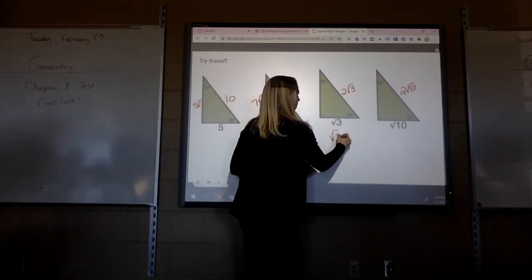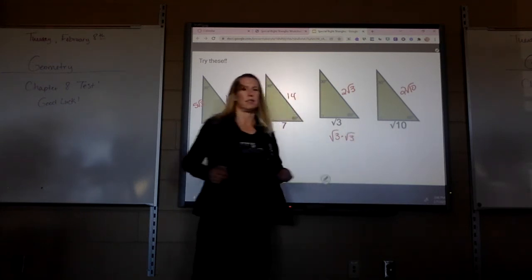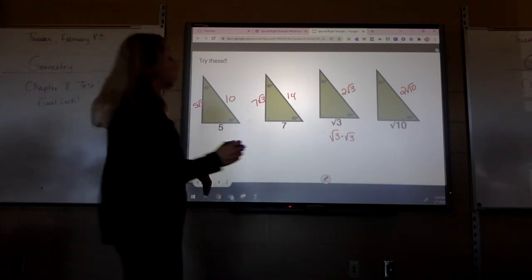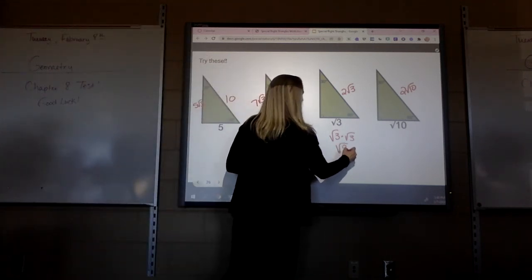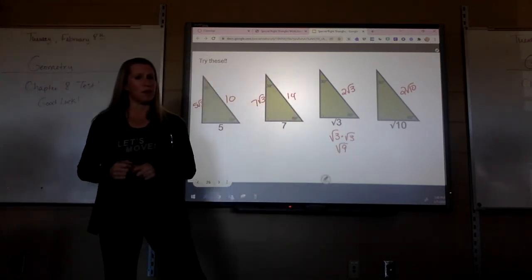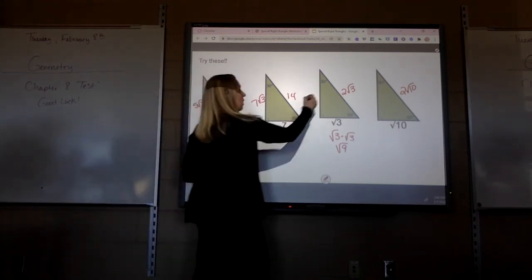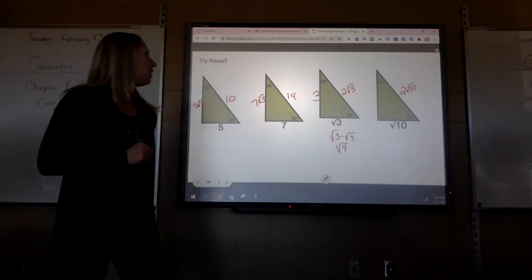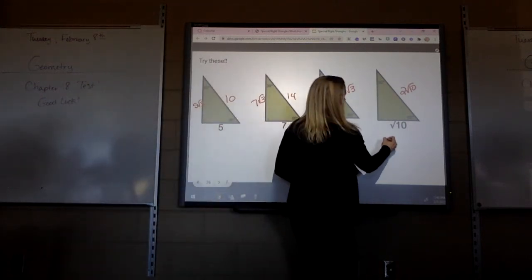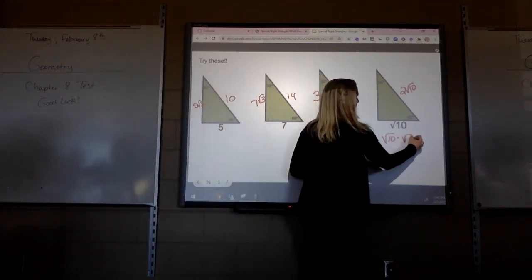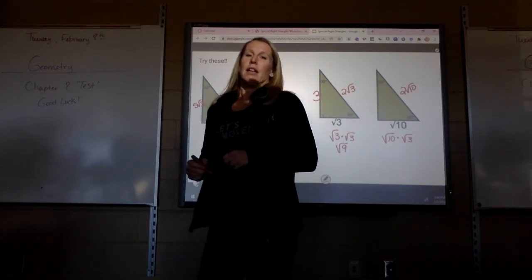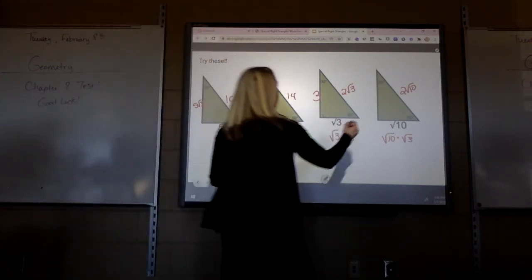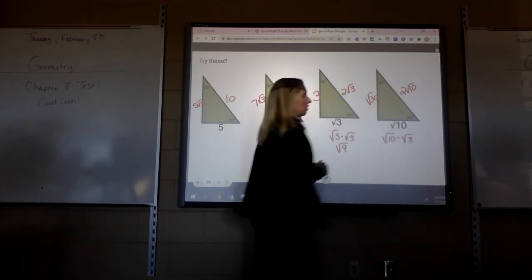What do you think radical 3 times radical 3 is? Well, since they're both under radical, we can multiply them together, which would be the square root of 9. Do you know what the square root of 9 is? That is 3, because 3 times 3 is 9. What about this one? Radical 10 times radical 3. Well, that's just radical 30. That's not a perfect square, so I just leave it as radical 30.